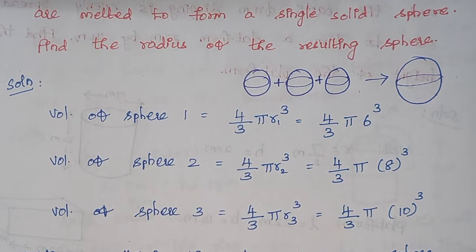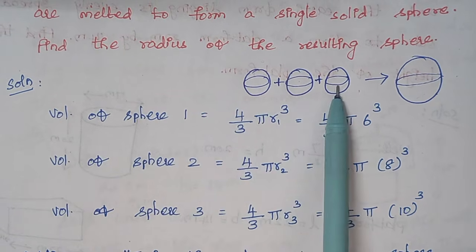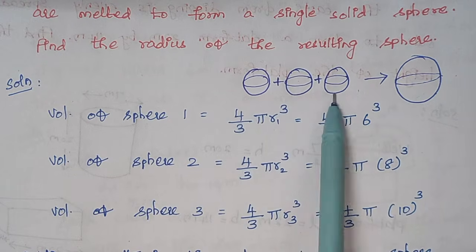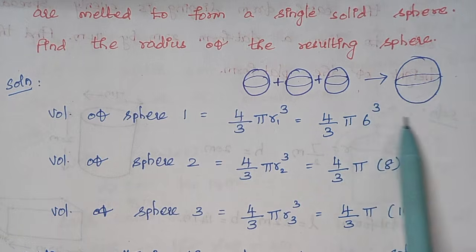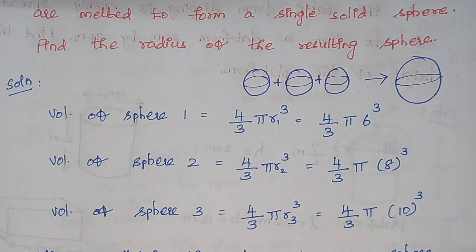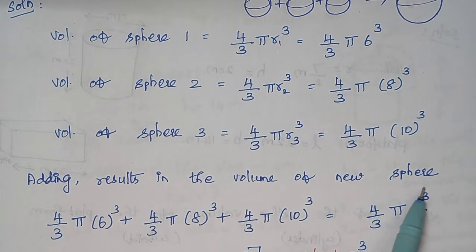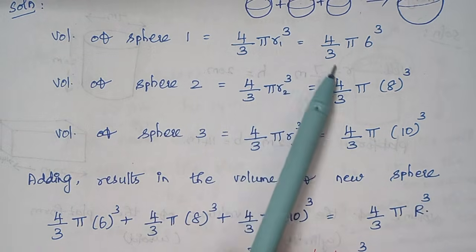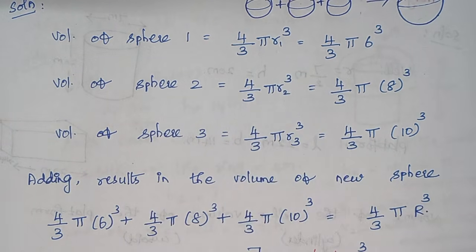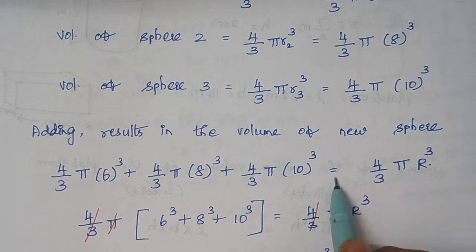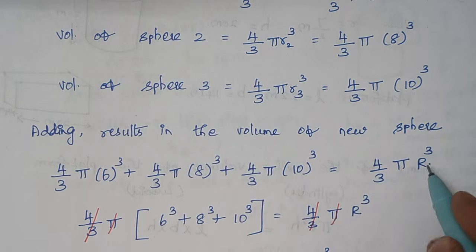Now what we have done, we have combined these three spheres. So now we have to add the volume of these three spheres, and that volume will be equal to the volume of the new sphere which is formed. Right. So you see, adding results in the volume of a new sphere. So now I am going to add all these terms, right? So here you see 4 by 3 pi 6 cube plus 4 by 3 pi 8 cube plus 4 by 3 pi 10 cube is equal to 4 by 3 pi r cube. Okay, let r be the radius of the new sphere.